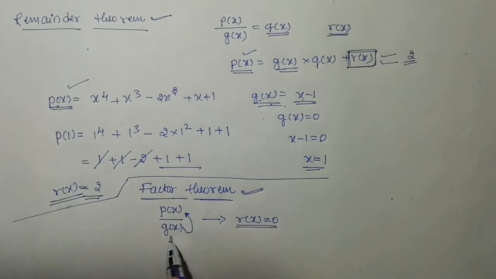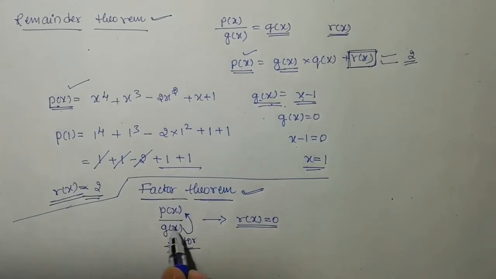Remember, g will become a factor. If the remainder is not equal to 0, it is just a divisor. If the remainder becomes 0, then g of x is called a factor of p of x. Now, how to verify whether g of x is a factor of p of x or not, for the same question?